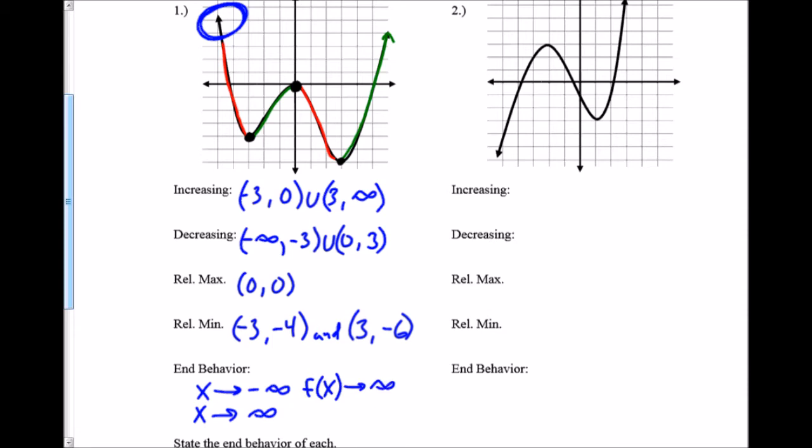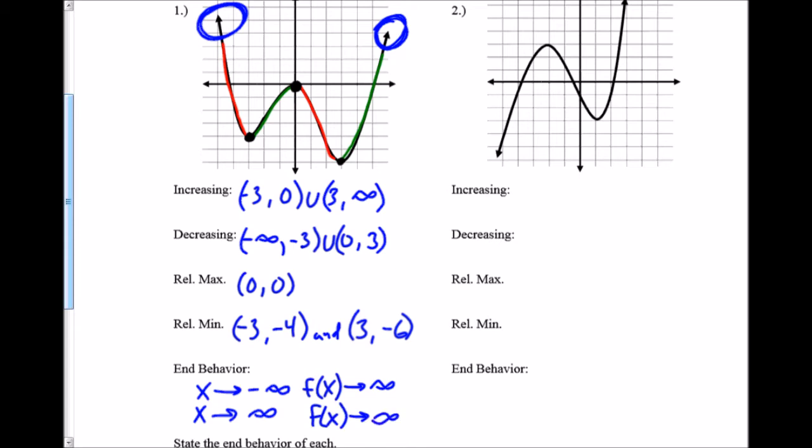Okay? And then when I look at x going to +infinity, essentially I'm looking at the far right of my function, which is right here. I look at the arrow, I see what the end of the function is doing, and it looks like it's going up forever, so f of x goes to +infinity in that direction as well.